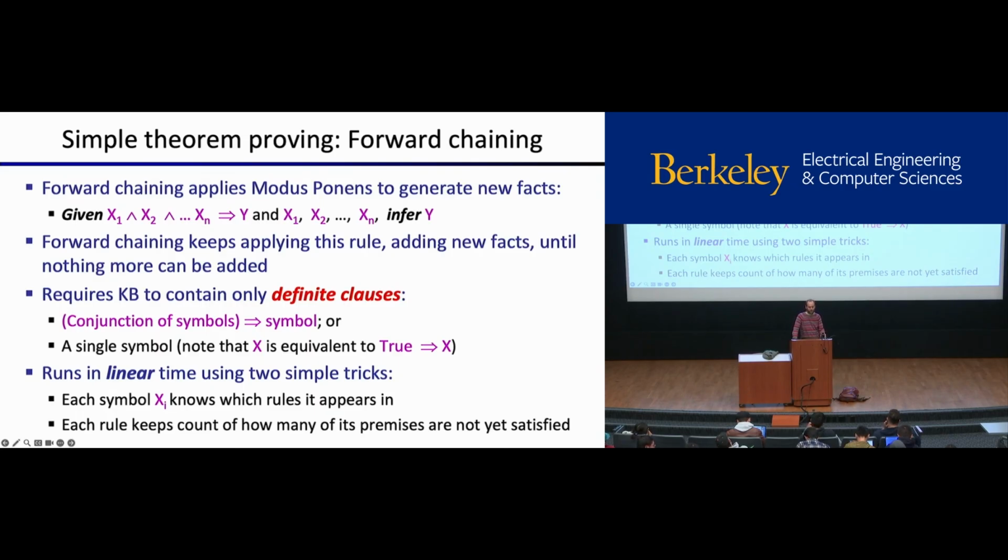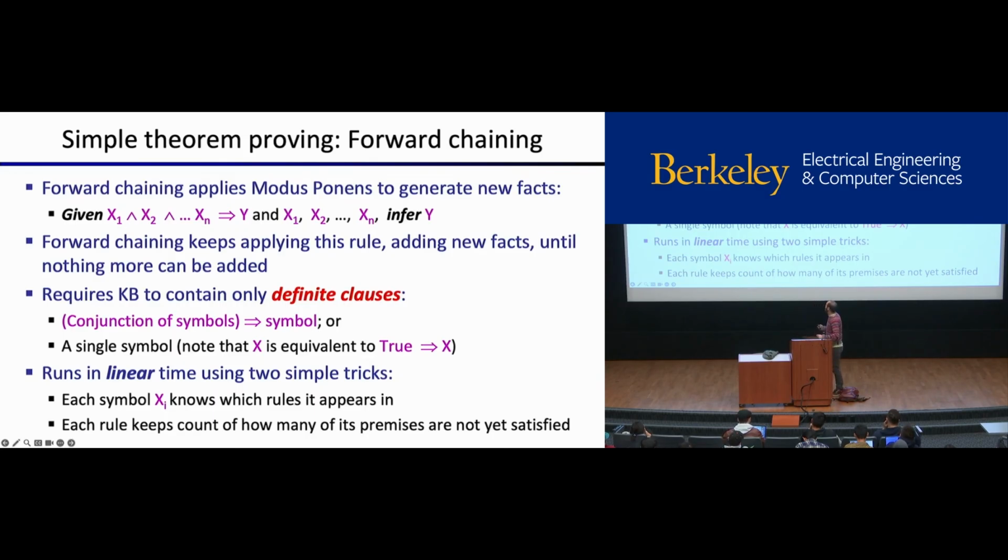And the way it does that is we just use two simple tricks. We can go to a symbol and then get pointers to all the rules that it appears in. So each symbol knows which rules it appears in. And each rule keeps count of how many of its premises, that's the word, premises, are not yet satisfied. The premises are the things on the left-hand side of the implies symbol. This is the premise. Again, I can't remember the word. It'll come up later. But you guys have to remember that word.